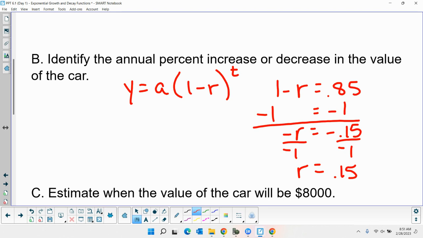So what's the annual percent? What percent is that? 15%. Thank you. And it's a decrease, right?